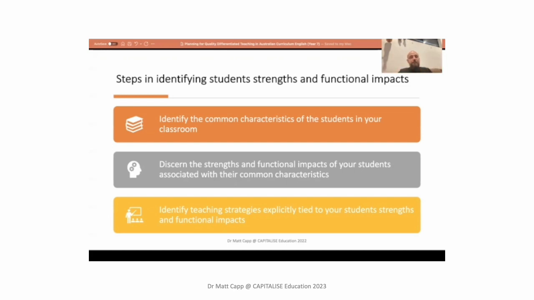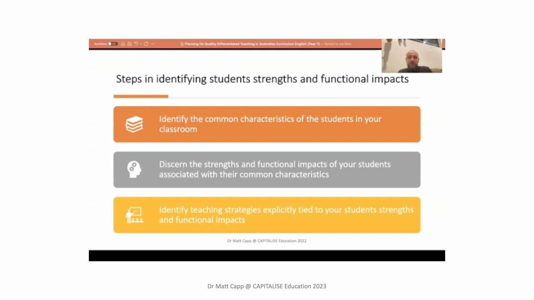We're not thinking about individuals, because when we think about individuals, we start to move from quality differentiated teaching practice or universal design for learning into differentiated instruction, or you might say that tier 2 and tier 3 model or the response to intervention model. So we need to think about what are the common characteristics we see in our learners. Once we think about those common characteristics, we need to discern what are the strengths associated with those common characteristics that we see in our learners, and what are the functional impacts?